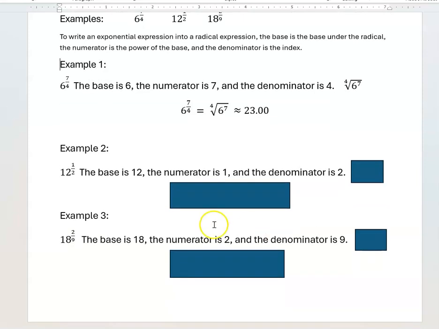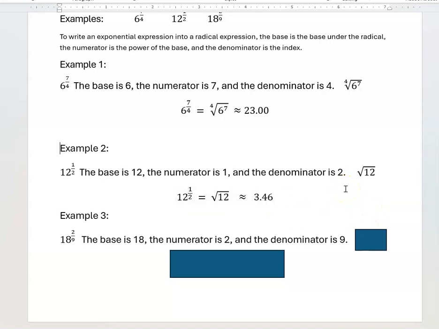Going on to the last 2 examples: 12 to the 1/2 power. Again, when we see a 1/2 power, that index is 2. And we don't have to show a 2 because we assume that that's an index of 2 unless we put a different number in there. The other thing is the numerator is 1. We don't need to show a power of 1 because we assume every number is to the first power unless we state differently. So that's just plain old square root of 12. The square root of 12 is the same as 12 to the 1/2, and that's approximately 3.46 as a decimal.